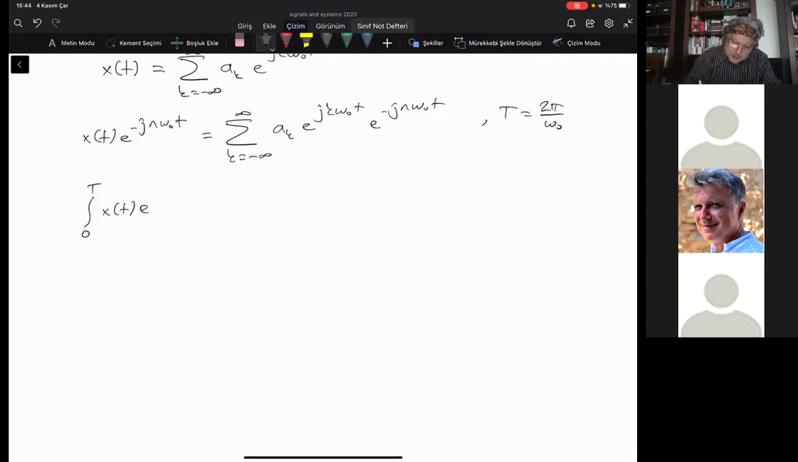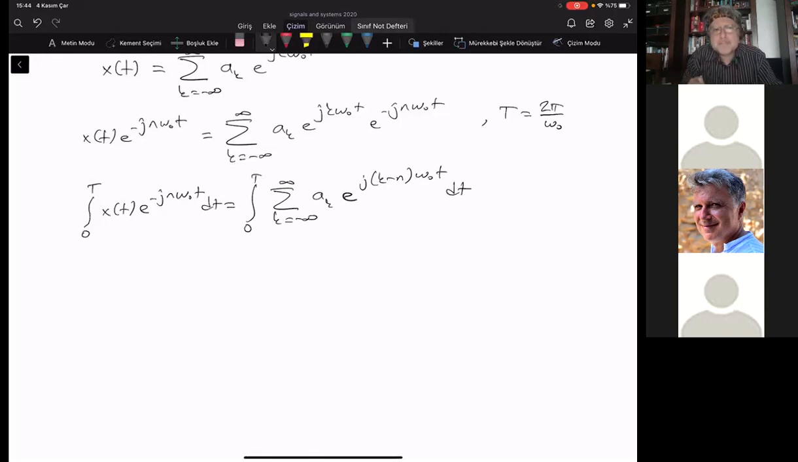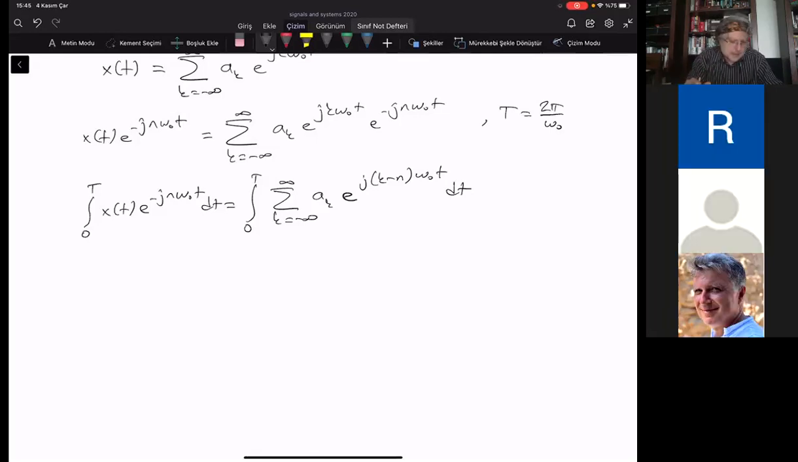x of t e to the minus j n omega 0 t is equal to the integral of the right-hand side, again from 0 to T, summation k from minus infinity to infinity. Now I'm going to write this as a_k times, and I will combine the exponential terms in the exponent, e to the j (k minus n) omega 0 t. Of course, we need a dt here, and we also need a dt here. So the left-hand side is still equal to the right-hand side.